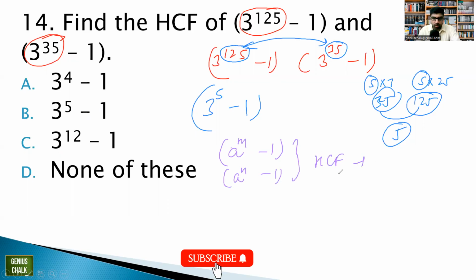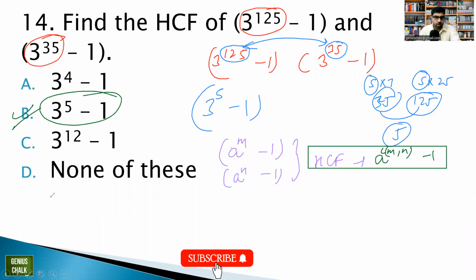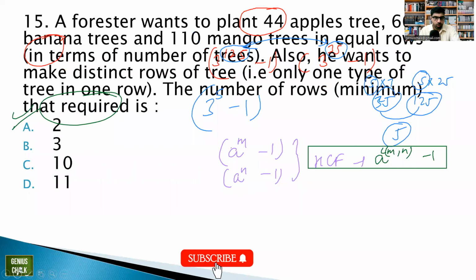We take the LCM of both these powers minus 1. This is going to be my answer. HCF, LCM of mn minus 1, right? So what is my answer? Option number 2, right? Okay.